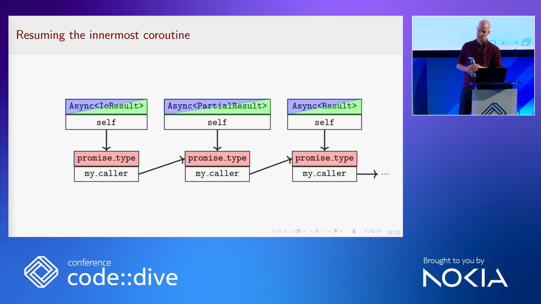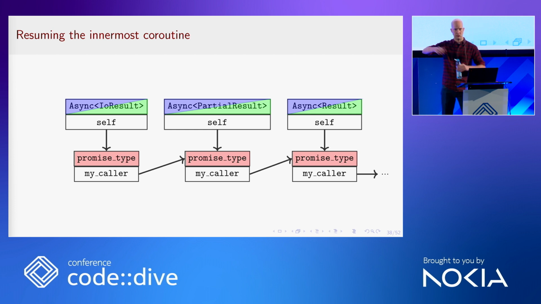Okay, so this gives us everything that we need to resume from an inner coroutine to its outer function. But we still haven't talked about who resumes the innermost function, right? Somebody needs to start the chain, right? If we suspended everyone, then somebody needs to make the first resumption. Somebody needs to wake up that innermost coroutine. So how does this work?